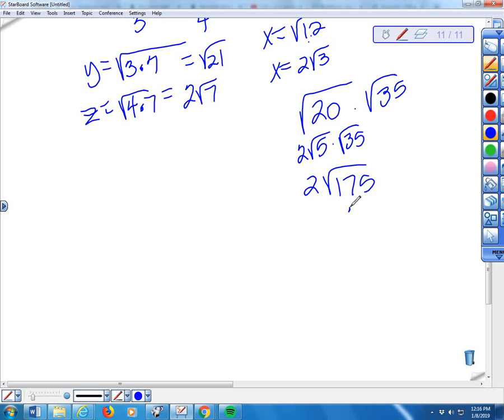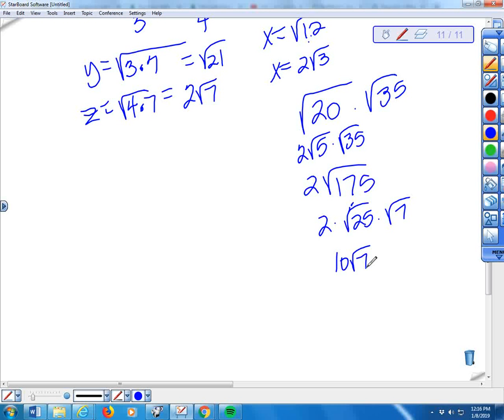25 goes in evenly. It's 25 times what? Okay, so I have 2 times the square root of 25 times the square root of 7. The square root of 25 is 5. 5 times 2 is 10. 10 square roots of 7.